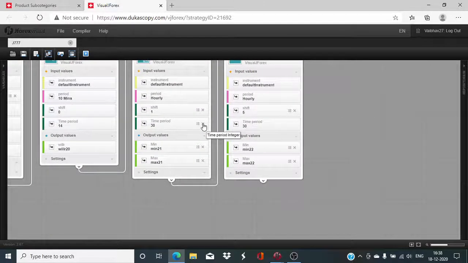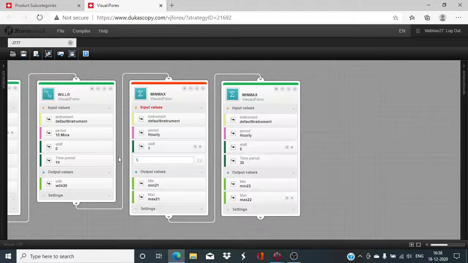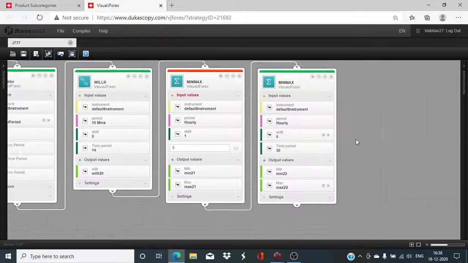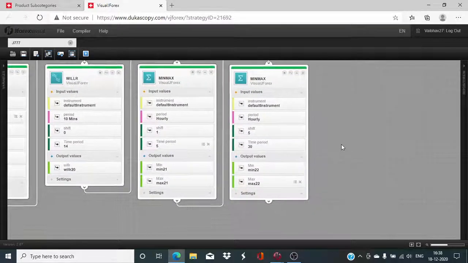Time period also can be changed, and we are looking at this. Today the response time is looking a lot higher. Some problem with the network, or I think the server. Okay, so we have defined it.